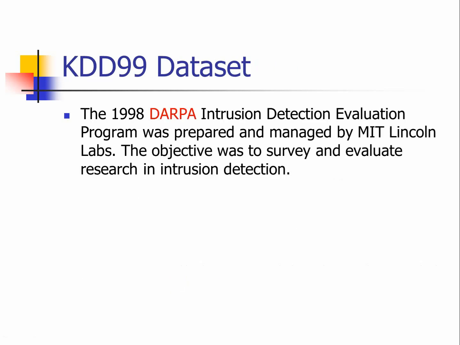So for the KDD 99 data set, here is some background information. In 1998, DARPA, the US military organization, tried to run an intrusion detection evaluation program, prepared and managed by MIT Lincoln Labs. The objective is to survey and evaluate the research in intrusion detection. At that time it was a big thing already, not to mention now it's even more important.